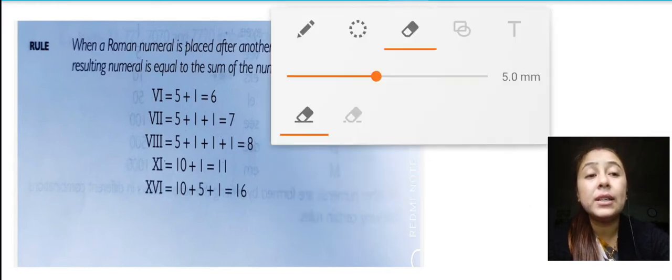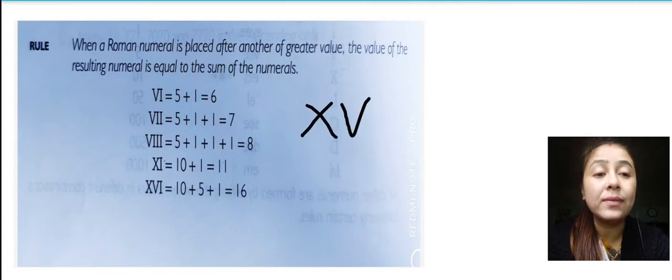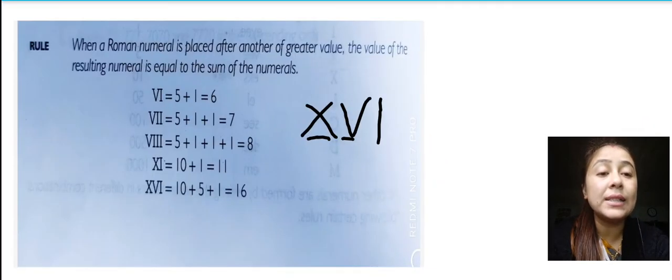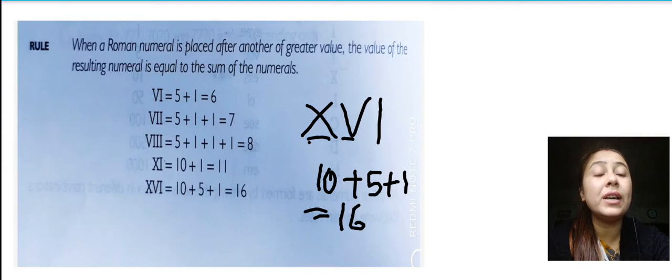Another example given is XVI. X is greater than V, V is greater than I. We know that X is 10, V is 5 and I is 1. So 10 plus 5 plus 1 is 16. In this way, if the greater value is written in front of the smaller value, it will be added.